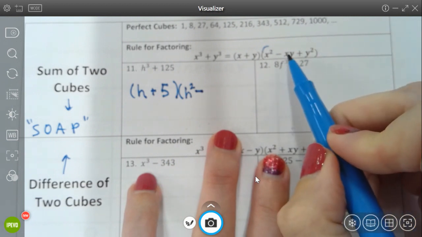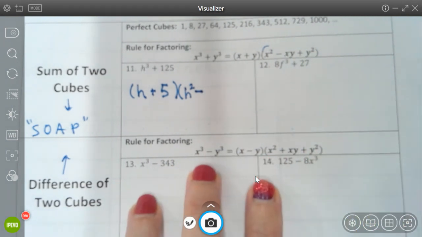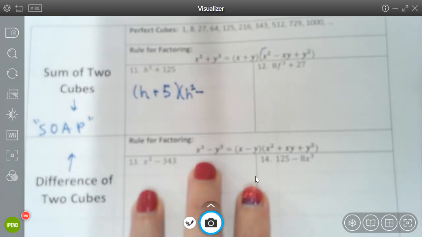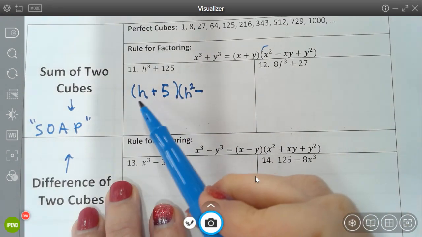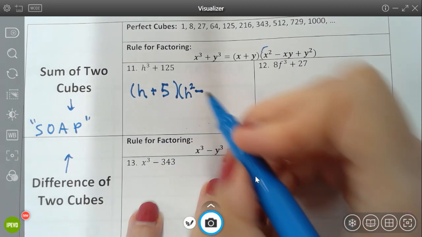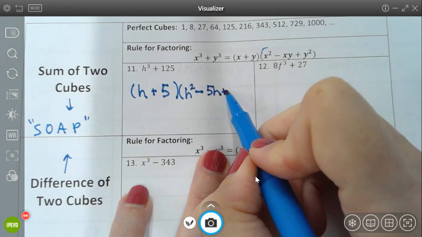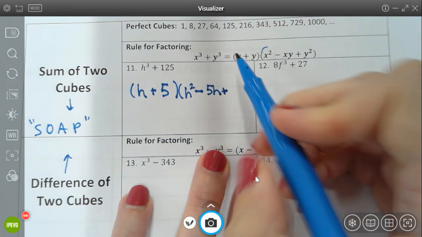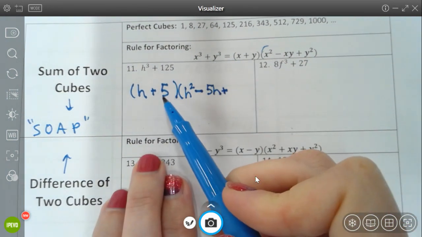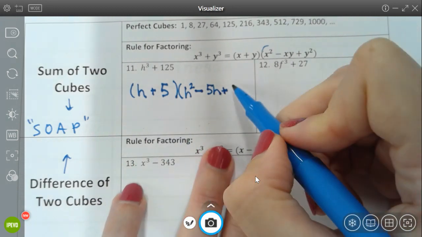Now notice it's saying multiply x times y. What that's telling me to do is multiply the cube roots together. So I'm going to look at these two, and I'm multiplying them together. h times 5 would be 5h. And then it's always positive at the end. And then you take the last term that you created, that cube root, and you square it. So 5 squared would be 25.